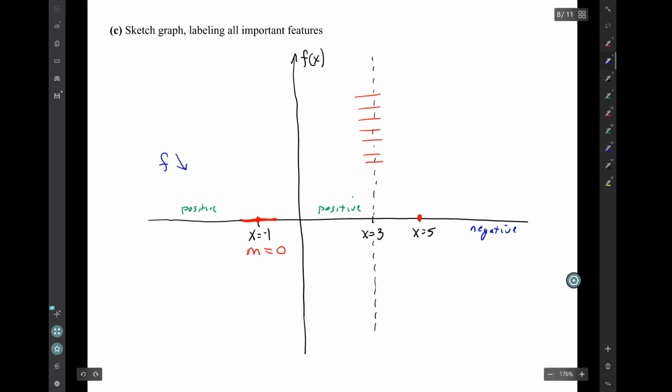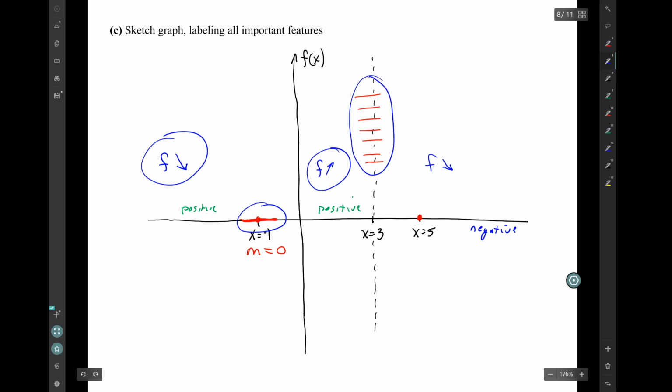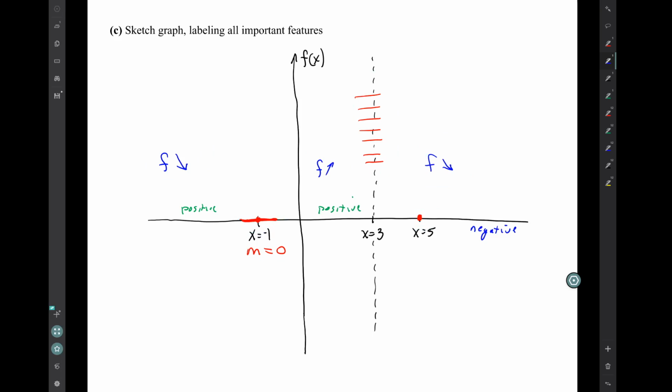So f was decreasing to the left of x equals -1, and then f is going to have to go through that point, and then f has to be increasing, and then f has to go through one of these horizontal tangents horizontally, and then f has to be decreasing from then on, and f has to go through that point. So here's one possible graph. So there's the sketch of a graph that has all that behavior.